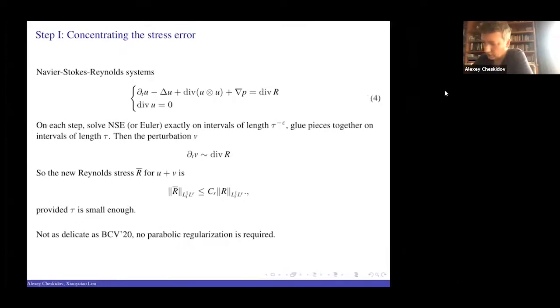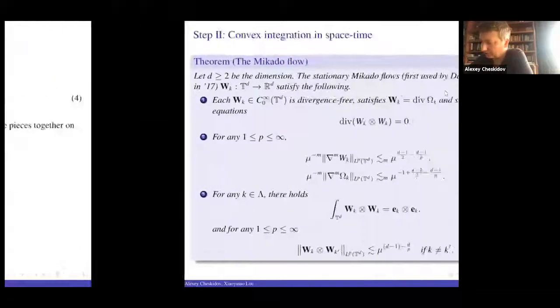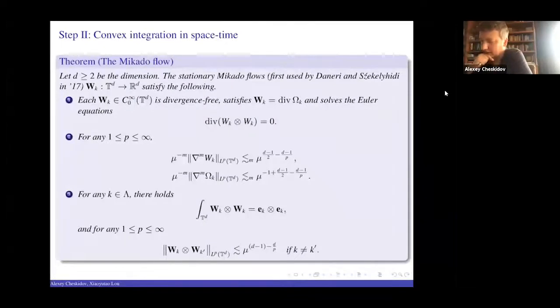Okay. So now the second step, convex integration in space-time. So the building blocks are going to be Mikado flows. These are the simplest exact solutions of Euler equations that one can imagine. So we just take a pipe flow with a velocity profile that has zero mean.